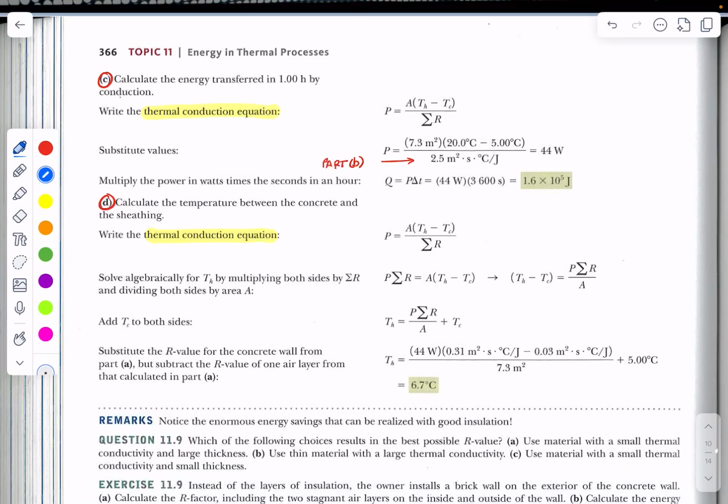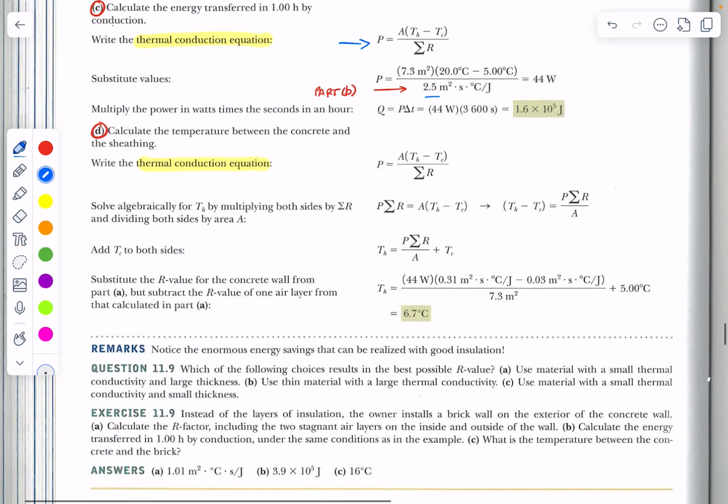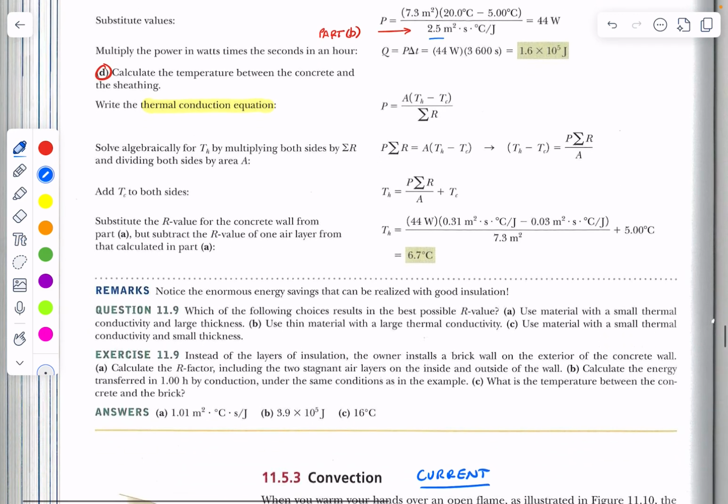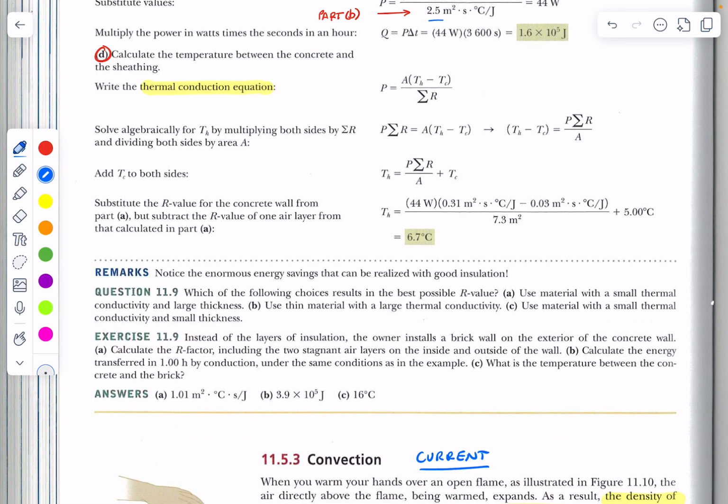All right, calculate the energy transferred. So here's our thermal conduction equation again, and now we're just plugging our numbers in. We take our answer from part B and put it down there. And we can find the amount of heat is 44 watts. And then finally, using our thermal conduction equation again, we can calculate our overall change in temperature by solving for delta T.